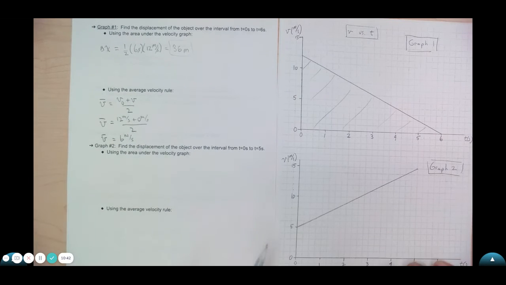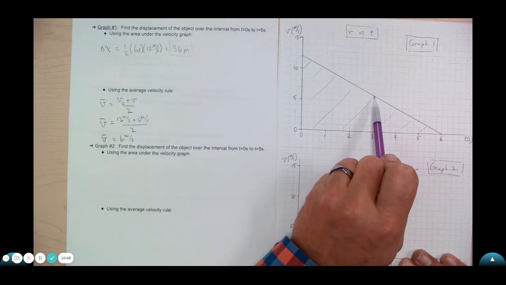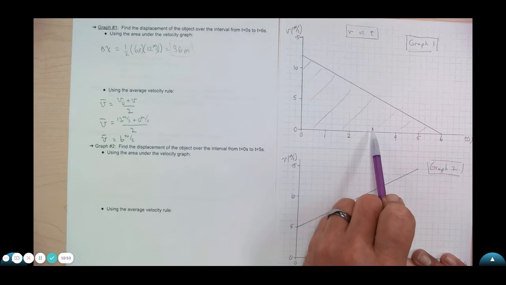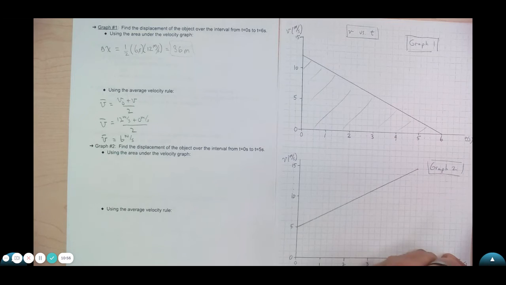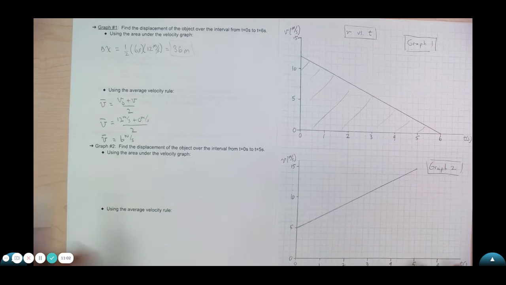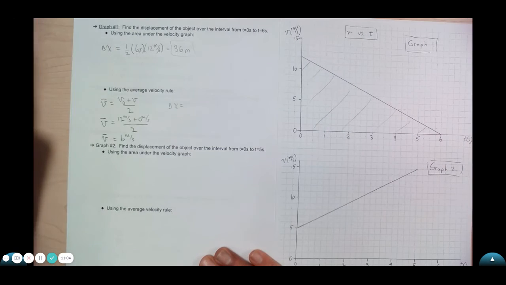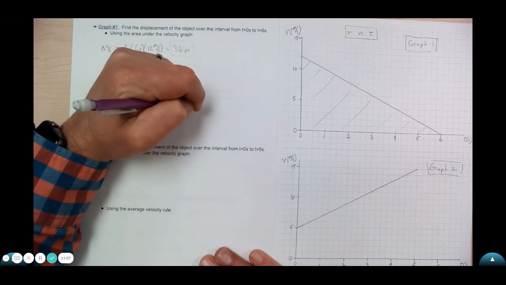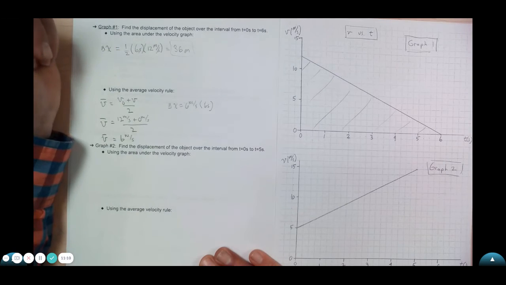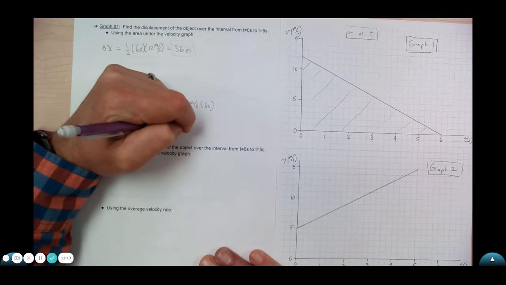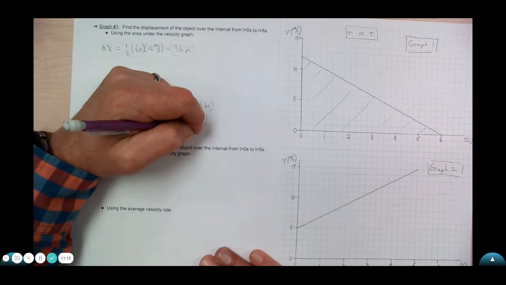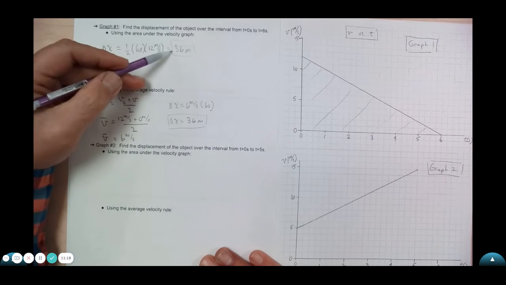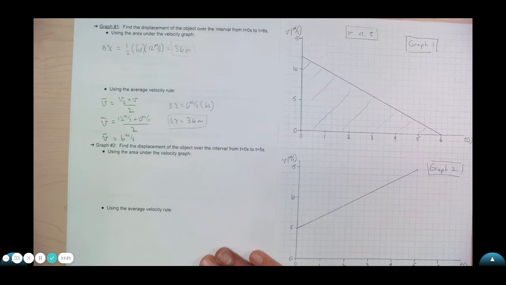Now, this thing was only actually going 6 meters per second at one moment in time, at 3 seconds. Up until then, it was going faster than 6 meters per second. After that, it was going slower than 6 meters per second. But on average, it was going 6 meters per second. So using this, the displacement would be the average of 6 meters per second times the 6 seconds that it went for. Notice you get the exact same thing. So 36 meter displacement, 36 meter displacement.